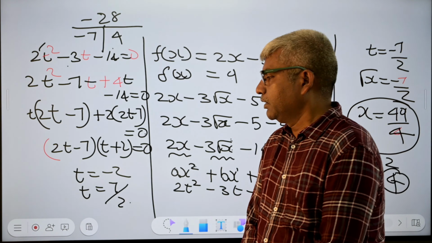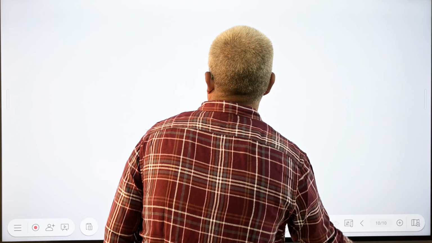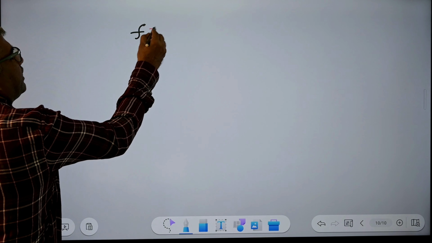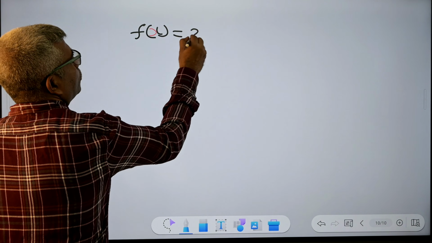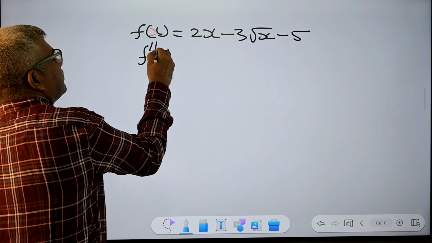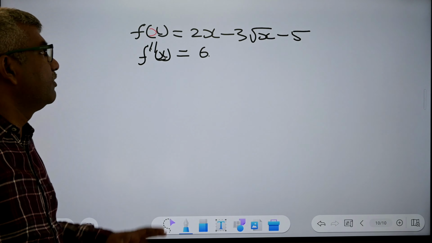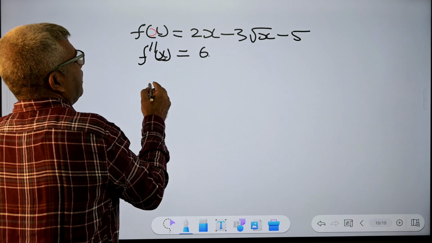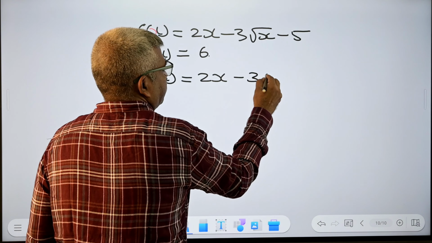Okay. Next, for B, they are telling f(x) is 2x minus 3 root x minus 5. They are telling f''(x) is equal to 6. What is f''(x)? We have to differentiate. f'(x) means one time. f''(x) means two times. Okay, differentiate. Before differentiation, always make f(x) very clear.